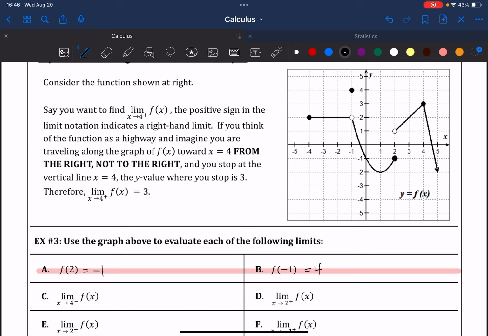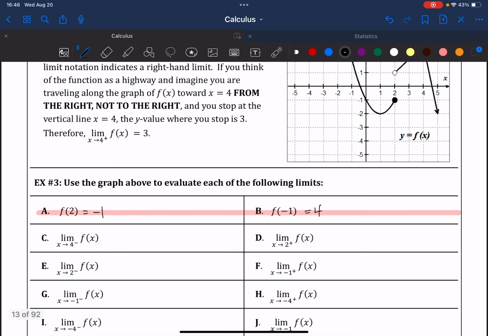Now, for the limits, when we are answering them, the open and closed dots don't matter, okay? They don't matter for the simple fact that as we are getting closer to that value, we're just seeing where we are getting closer to a y value. Even if that y value at a certain point doesn't exist, that doesn't mean that the limit doesn't exist.